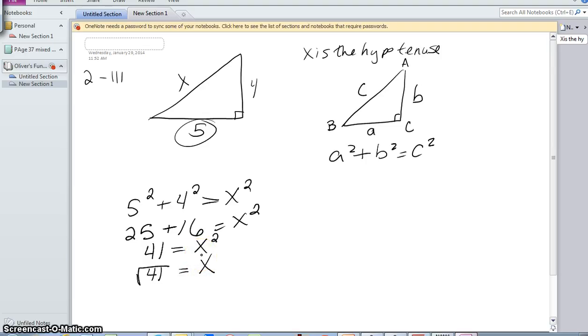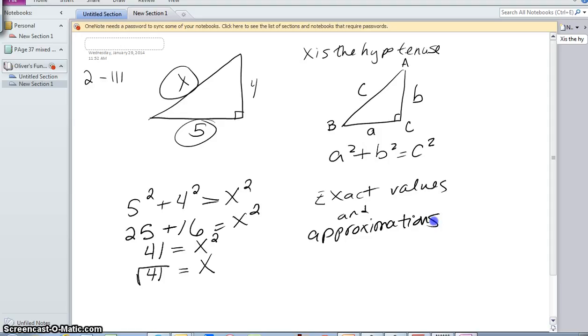Now, when we're solving algebraic equations with a square root, we look for the positive and the negative. Do we need to worry about the negative value for x in this case? It's a side length. It represents distance, so we can disregard the negative square root. Now let's talk for a little bit about exact values and approximations. The square root of 41 is the exact value. That matters. You will be asked to determine the difference between the exact values and the approximate values.